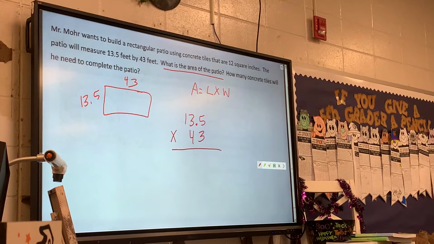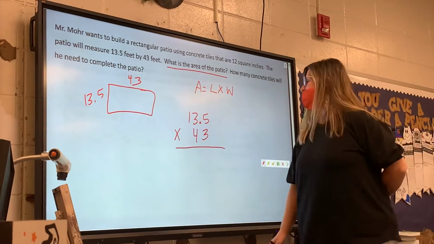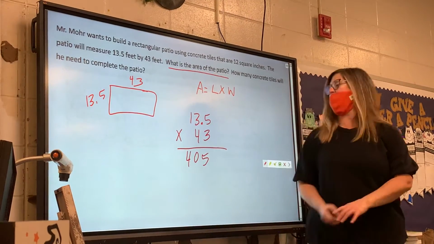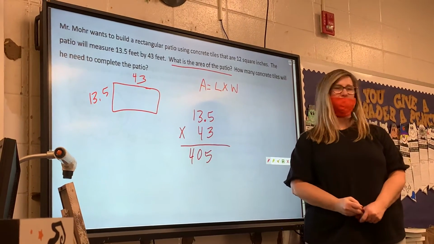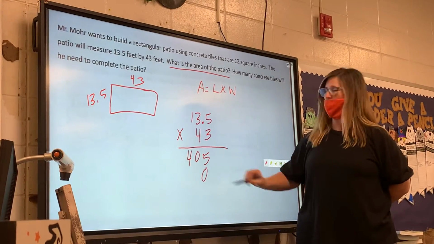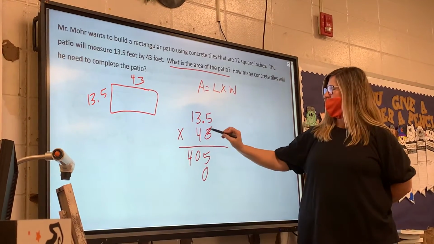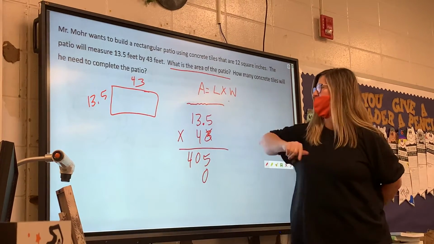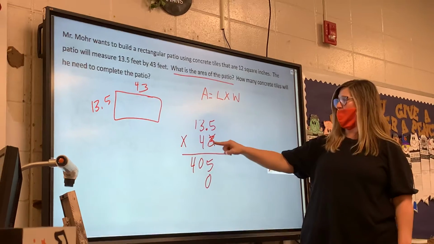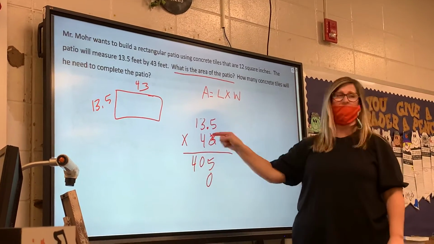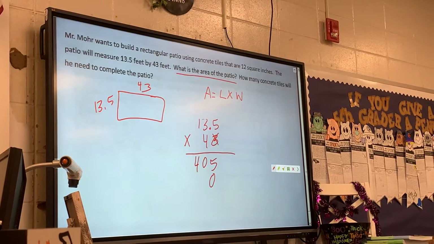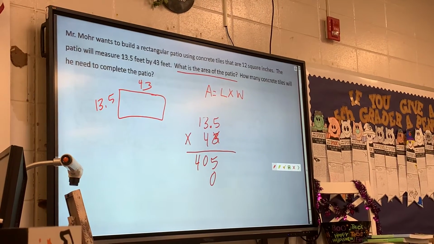Jana, what'd you get for it? 405. Okay. And after Jana did that, she had to do some housekeeping, and her housekeeping was put her 0 because she's already multiplying the ones. Get rid of the 3 and erase anything that she carries. Okay, now I'm going to multiply the 4 times the 5, the 4 times the 3, and the 4 times the 1. Do that and then get your final answer. Add your partial products and get your final answer.